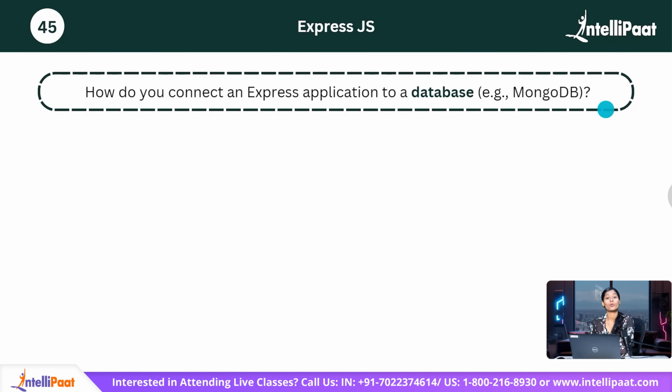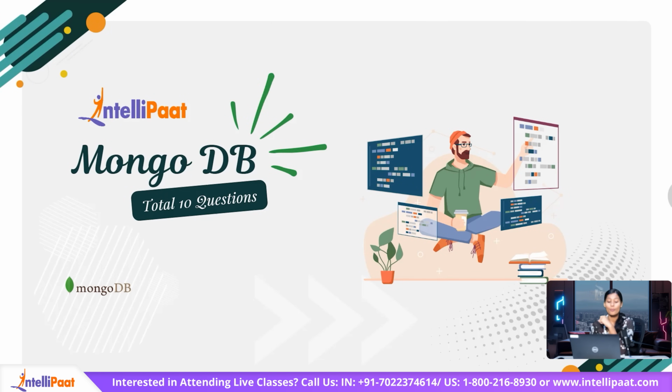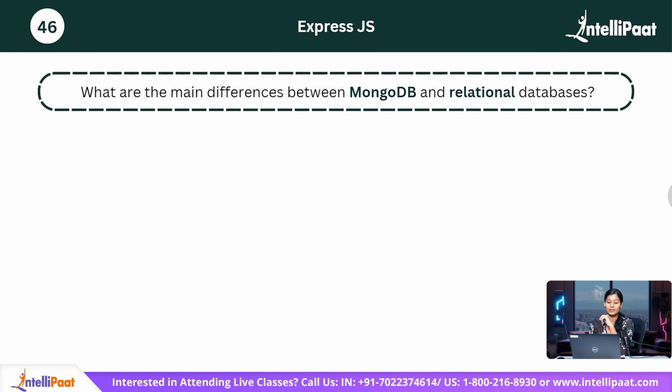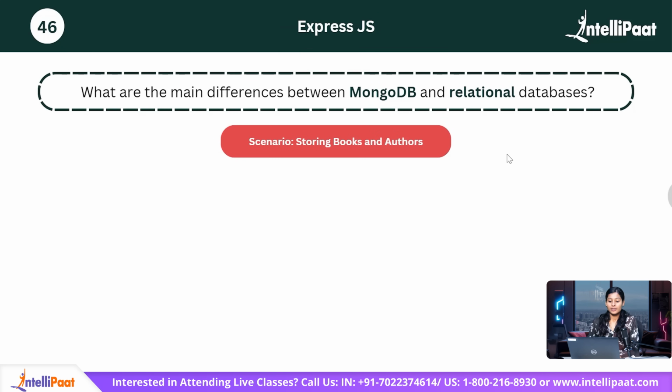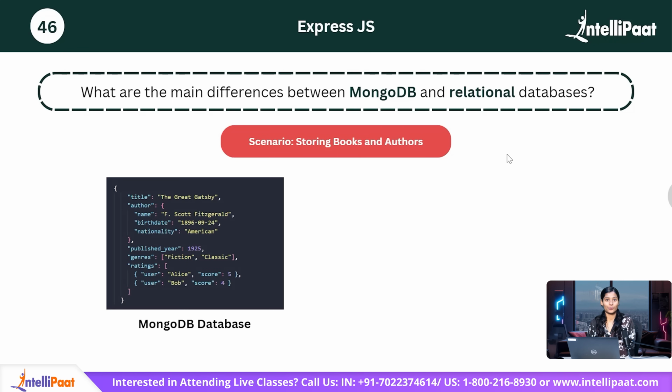On that note, let's move on to our last module, that is MongoDB, in which we'll be covering 10 questions. So let's start with our first question. That will be, what are the main differences between MongoDB and relational databases? To understand the difference better, let's consider a scenario where you have to store the books and their authors in both the databases. So in case of MongoDB, you can store everything all at once in a single document itself. You can store the title, the author name, and the genre, and the rating, and everything you can store in one single place.